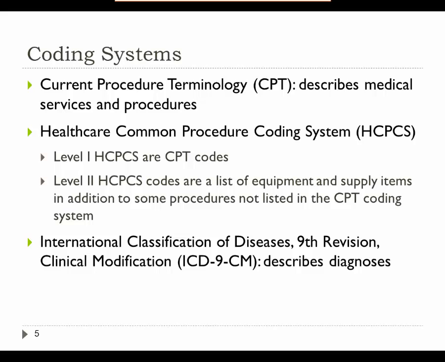CPT codes are actually the first level of HCPACs, while Level 2 codes are established by the Centers for Medicare and Medicaid Services, CMS. Level 2 is used primarily to identify products, supplies, and services not included in the CPT codes, such as ambulance services and durable medical equipment, prosthetics, orthotics, and supplies, DMEPOS, when used outside of a physician's office.